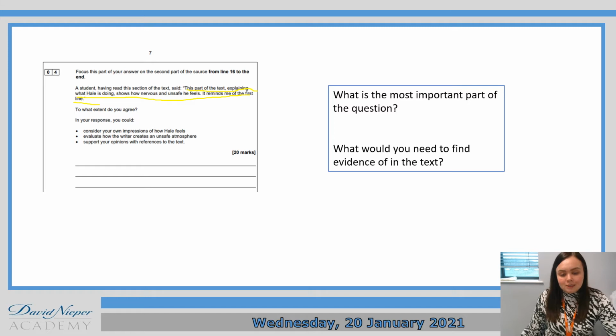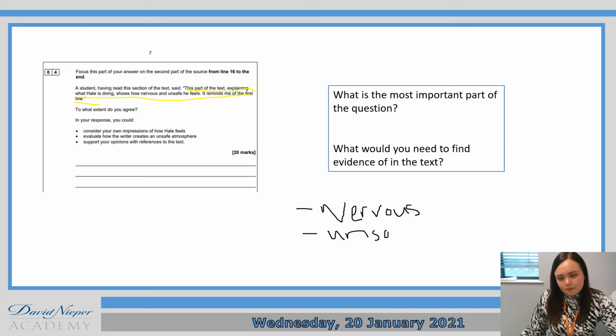So in terms of what it's asking you to do, well, it's asking you to find examples of where it shows that Hale feels nervous or unsafe. Okay, it's also asking you to think about the first line, and we know that the first line says that he thinks he's going to get murdered that day. Okay, so all of your ideas need to be linked back to these three things. So they need to be quotations that show something about nervousness, something about feeling unsafe, or something about murder.